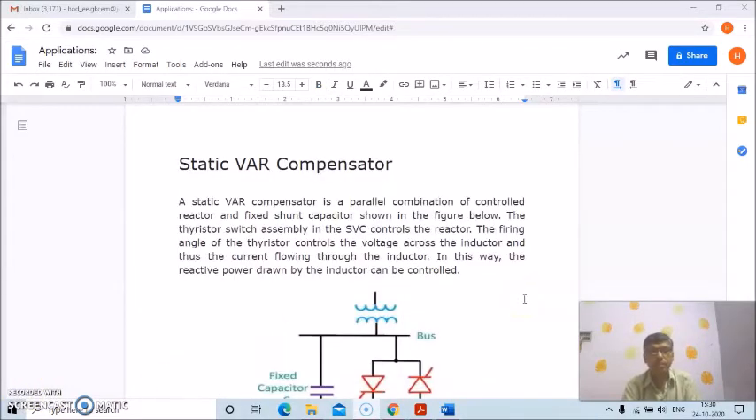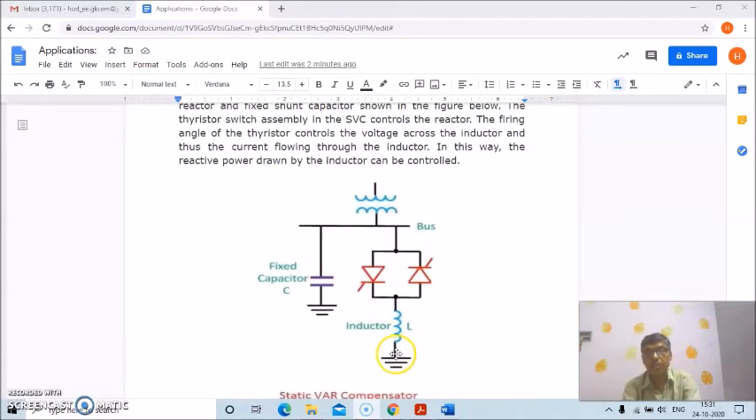now we'll discuss a new topic within this unit. This is the static power controller or static power compensator. So what is actually a static power compensator? A static power compensator is a parallel combination of a controlled reactor and a fixed shunt capacitor. That is shown here.